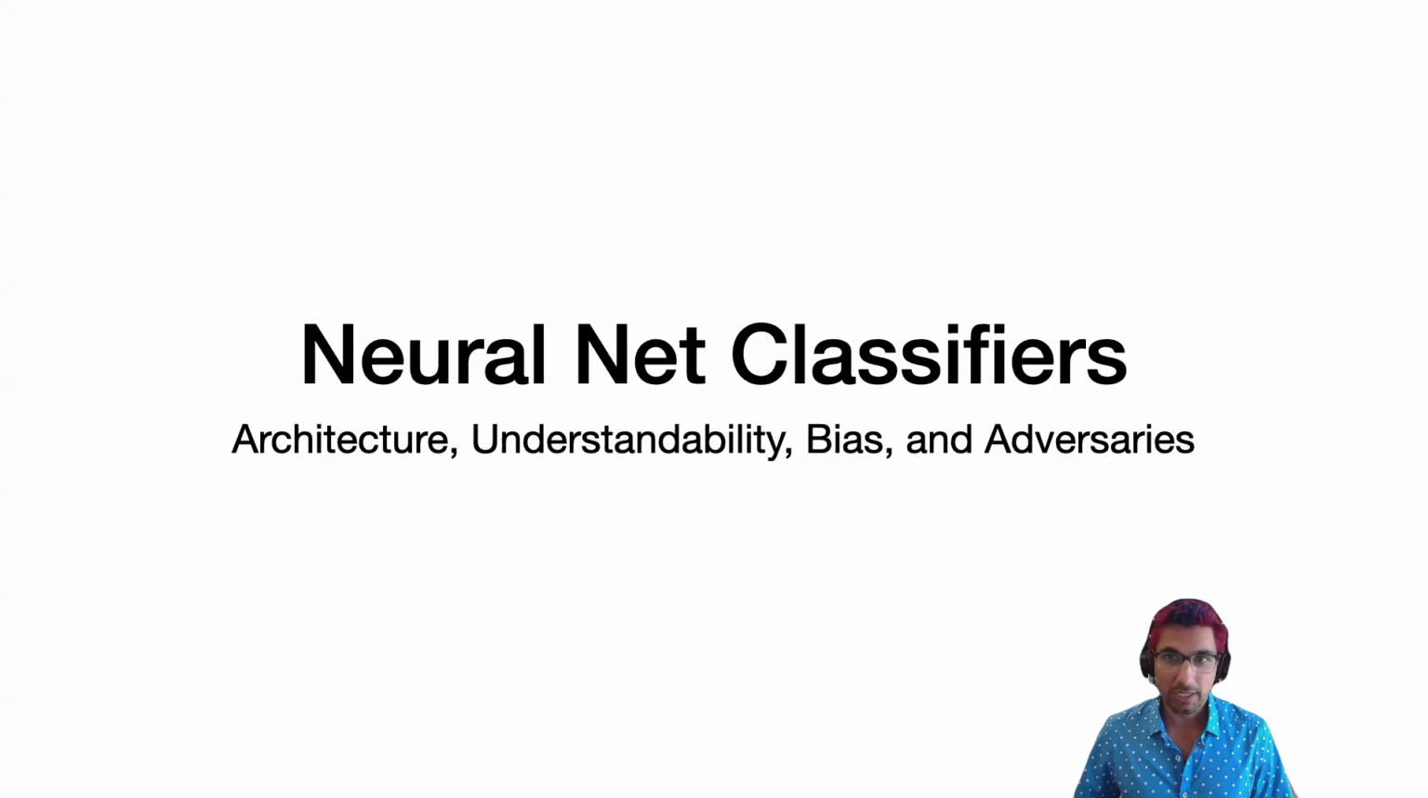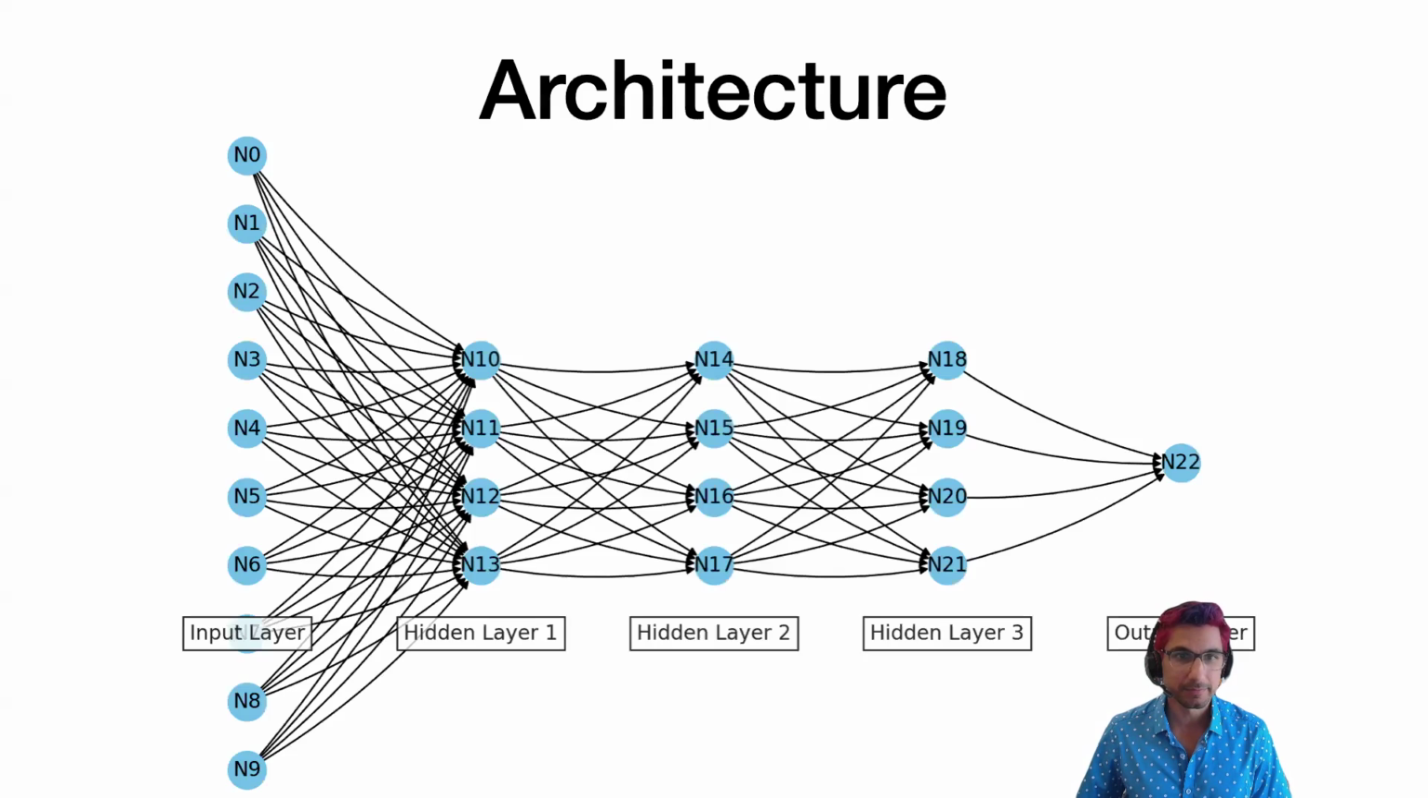In this lecture, I'll talk about neural nets used for classification, mentioning how they work, some choices about how they are structured, and issues for them around understandability, bias, and adversaries. As a reminder, here are the basics of how a neural net works.